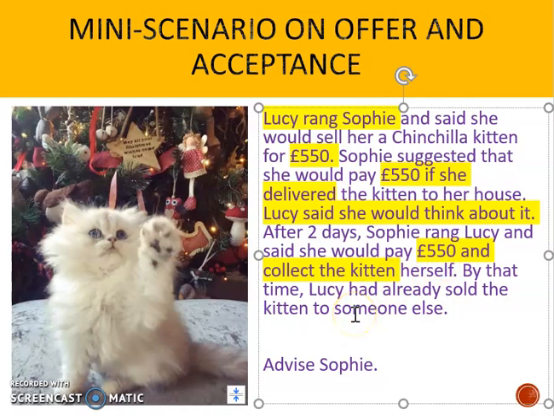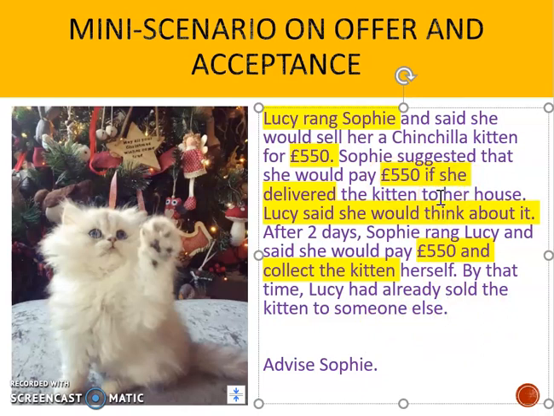At that time, Lucy had already sold the kitten to someone else. Now, it's okay for Lucy to have sold to someone else because when there was this offer by Sophie, 550 with delivery, Lucy said she'd think about it. She's not accepted that. She said she needs time to think. So Lucy was fine to sell the kitten to someone else. That's annoying for Sophie, but Lucy hasn't done anything wrong. The only way Lucy's sort of breached an agreement here is if that isn't a counteroffer.